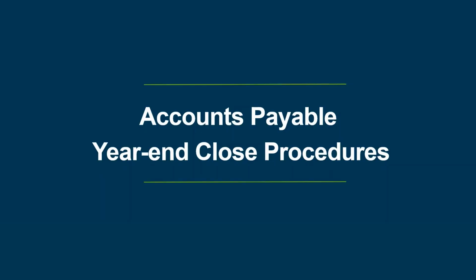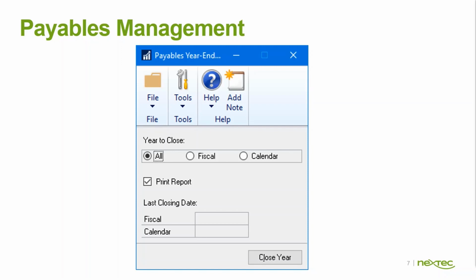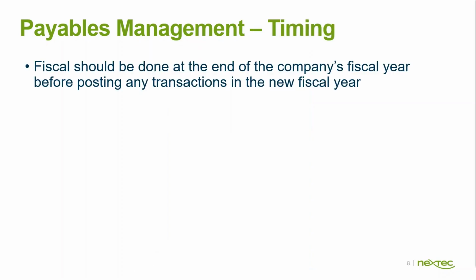Now we're going to get into more details on the accounts payable module year-end close. We're first going to go through the timing, then we're going to go through what the close does, and then we're going to go through the close procedures. The timing. The fiscal close should be done at the end of the company's fiscal year before posting any transactions to the new fiscal year.